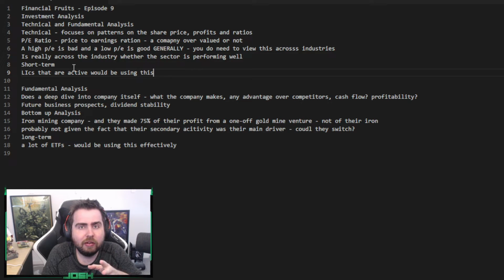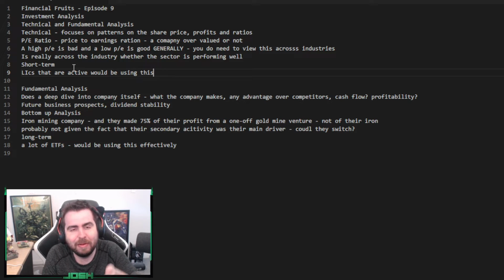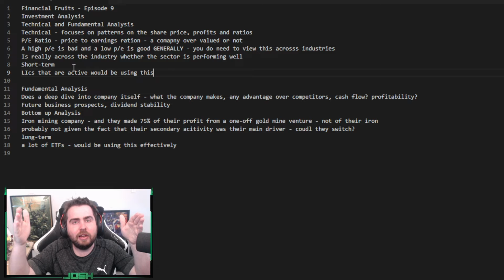We've got the bottom-up approach and the top-down approach. You can get a bit mixed up at times as well. Sometimes you don't have a keyword yourself. With the top-down approach, you look at the economy, the industry, then the company. With the bottom-up approach, you look from the company, the industry, and then the economy.